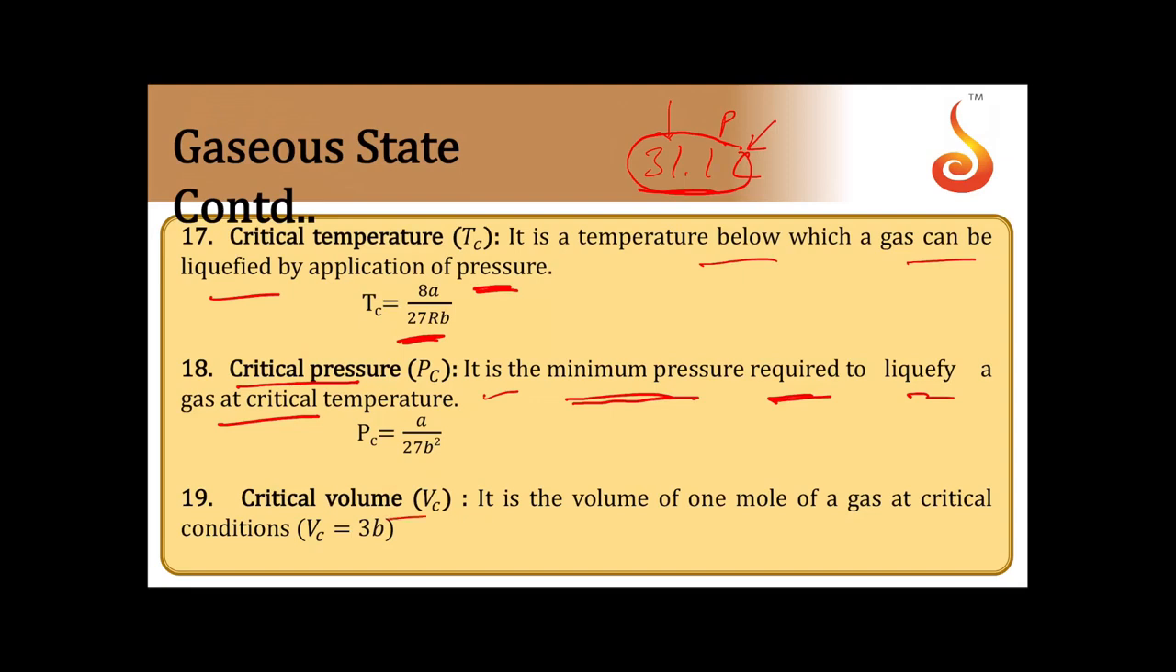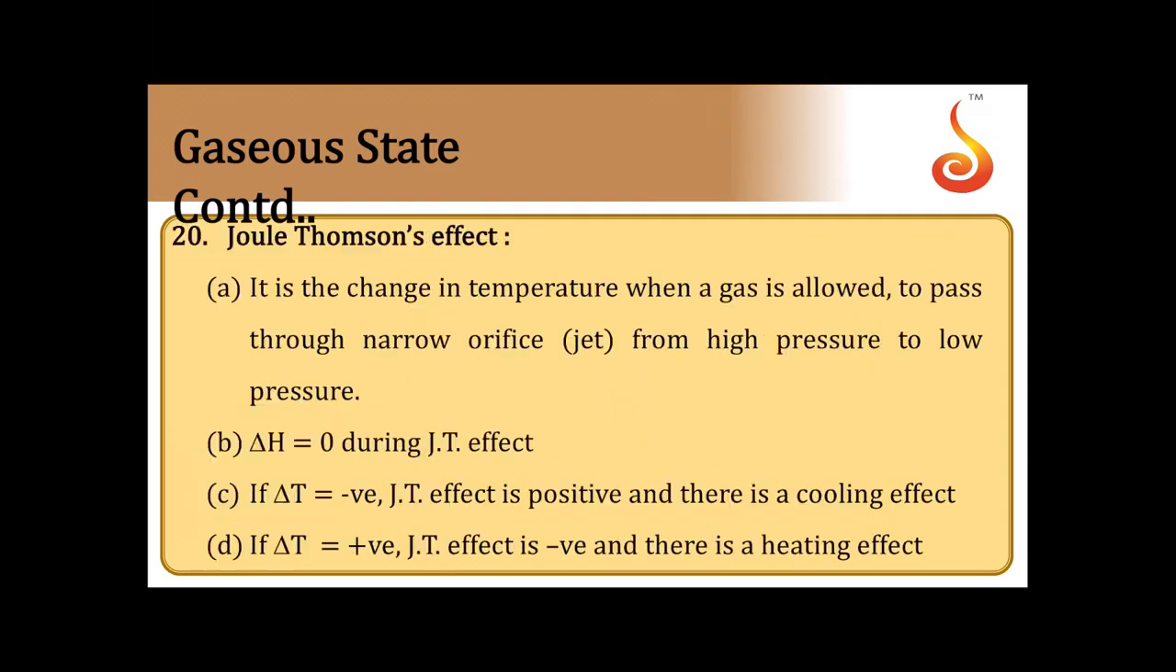Finally, critical volume. Critical volume is the volume of 1 mole of a gas under the critical conditions. So the volume of 1 mole of a gas at Tc and Pc is said to be Vc, and Vc = 3b. So we need to remember all these three relations. That is, Tc = 8a/27Rb, Pc = a/27b², and Vc = 3b. All these three formulas must be remembered.